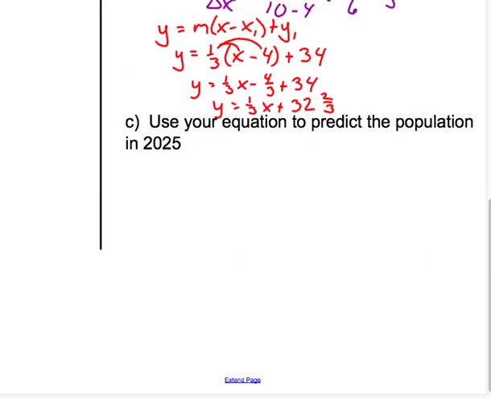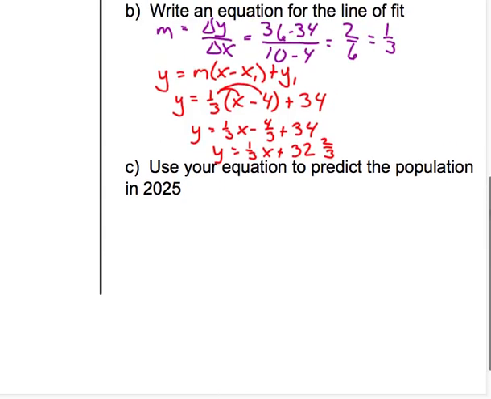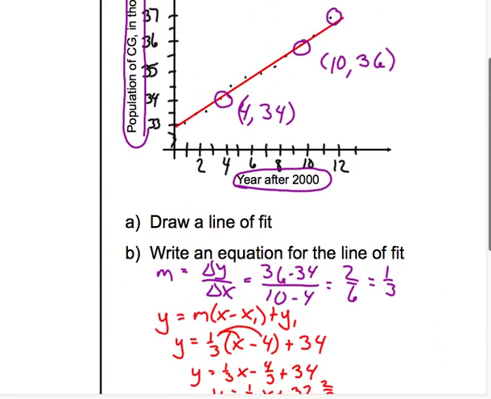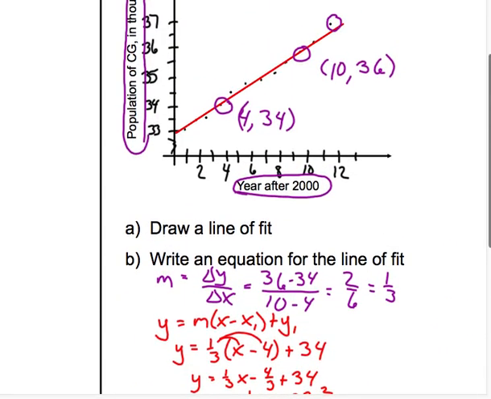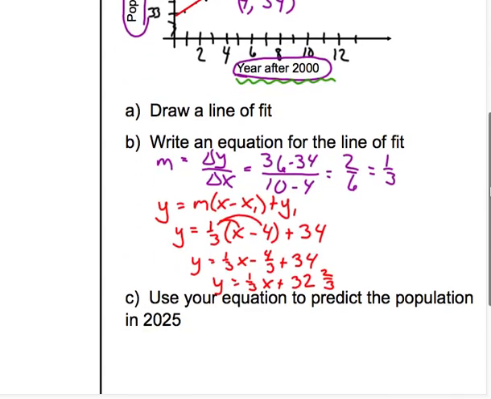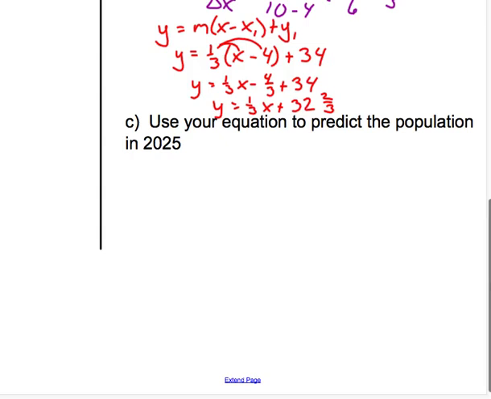And finally, we're going to use this equation to predict the population in 2025. So here's where it's important to remember what the x and the y values represented. So remember, we talked about our x values were year after 2000. So when we're given the year 2025, we know that it's 25 years after 2000. And that's our x value. So we're going to substitute 25 into our equation for x.